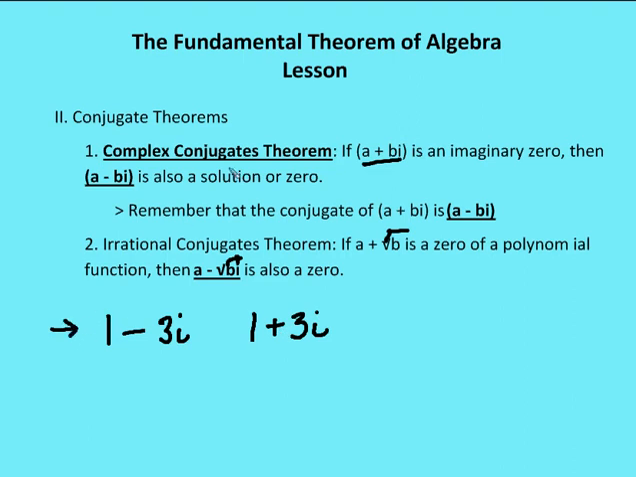All right, so complex conjugates theorem says that if a plus bi is an imaginary 0, then a minus bi, its conjugate, must also be a solution or a 0. And then the irrational conjugates theorem says that if a plus the square root of b is a 0 of a polynomial function, then a minus the square root of b is also going to be a 0. So if I have 2 plus the square root of 3 as a solution, then 2 minus root 3 is going to be a solution for, or a 0 for that polynomial function.